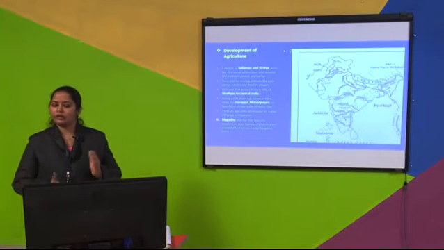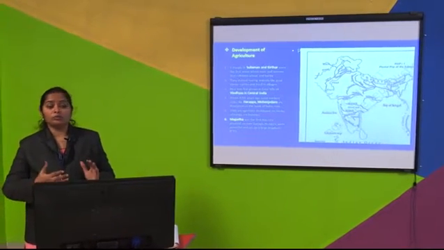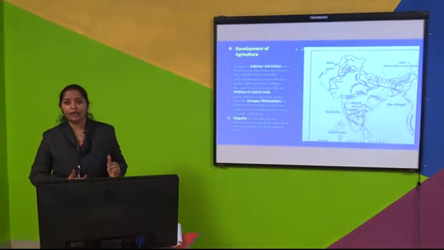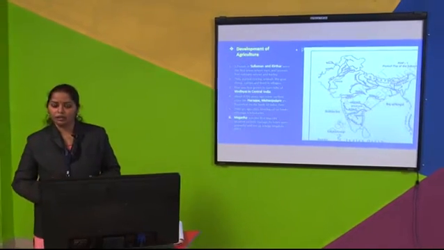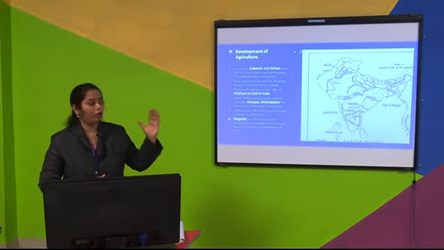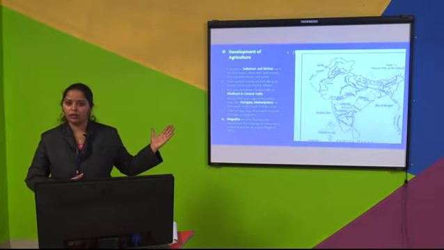Now we will come to our topic, which is how agriculture developed. How these early men got the idea of developing agriculture. So let's see, here I have shown you the map. On the map there is a place called Sulemania and Kirtar, right?